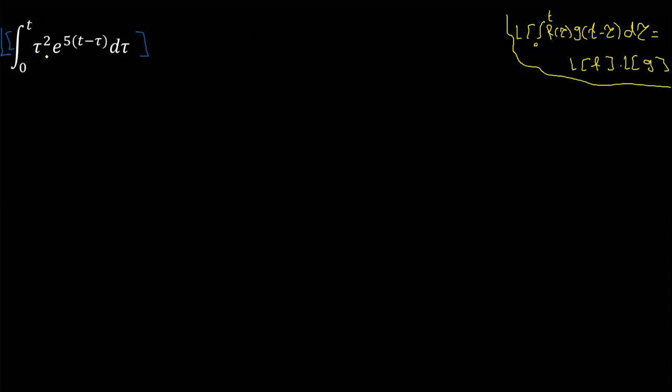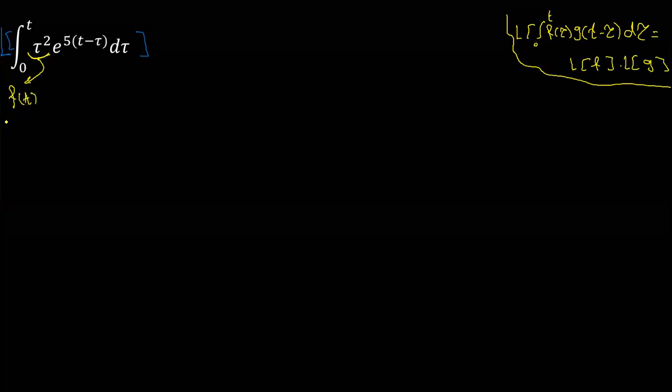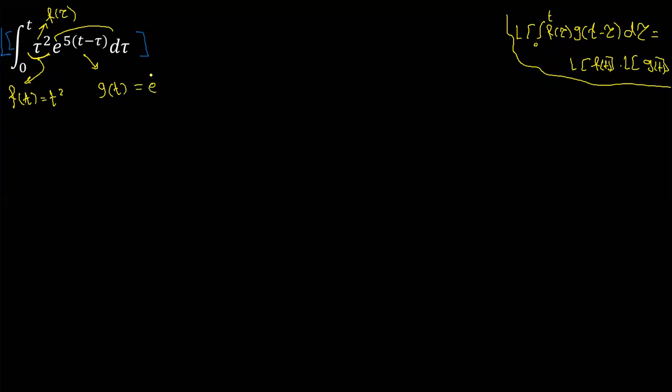Tau squared. So from this, you can tell me my f of t. If your f of tau is tau squared, then f of t is what? T squared. Okay. Where is your g of t minus tau? This is my g of t minus tau. My question, I need g of t. Where is g of t? 5t. Yes, so here, t and t, let me write, it is e to the power 5t.